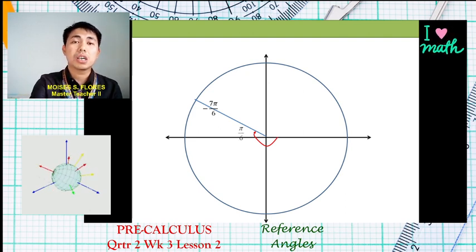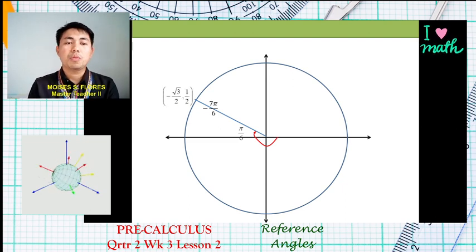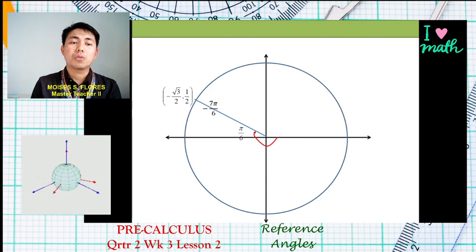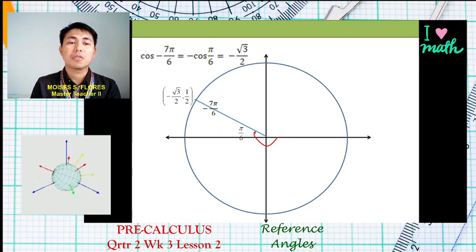And then recall our coordinates. It is negative square root of 3 over 2 and 1/2. You are asked here for the cosine, so it is negative cosine pi over 6. Your exact value is simply negative square root of 3 over 2, the value of the x coordinate in the coordinates of 7 pi over 6. So that is how we determine the reference angle.